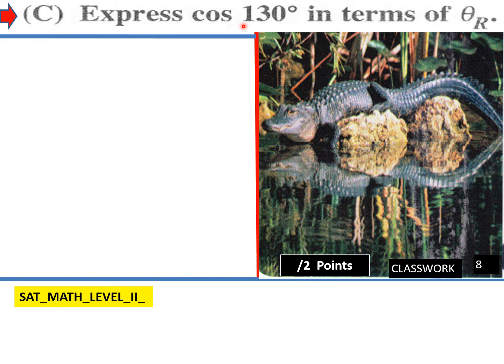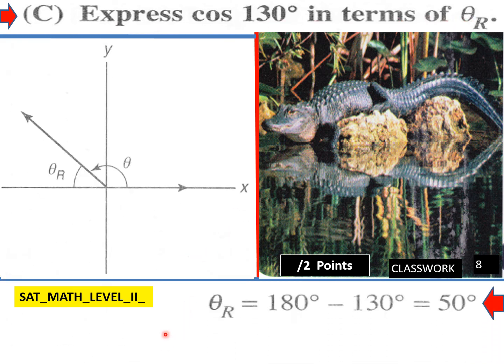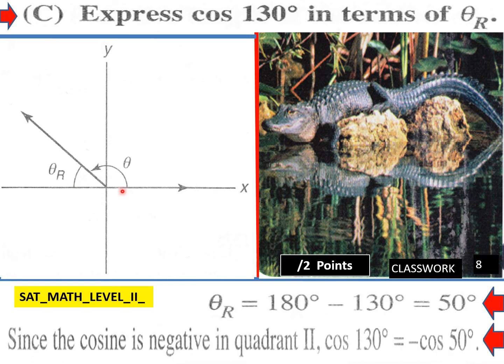And then express cosine 130 in terms of theta reference. So the cosine of 130 here is 40 degrees past the 90 here. That'd be 130. And then here's your reference angle right here. So 180 minus 130 would be a 50 degree reference angle for this here in cosine. And cosine would be the x. So cosine is negative in quadrant 2 because your x values here are negative. So it'll be a negative cosine 50 degrees.